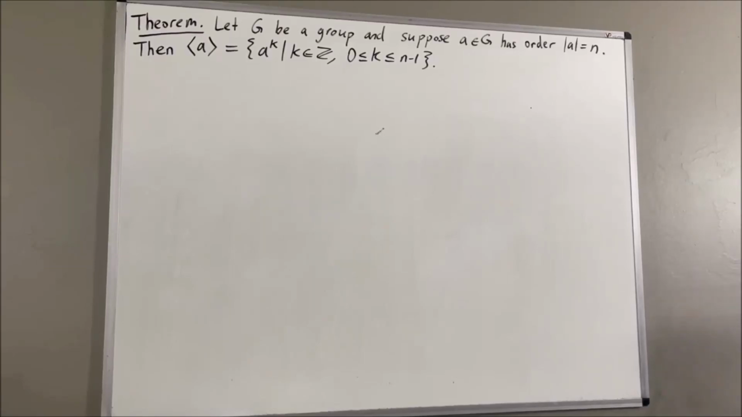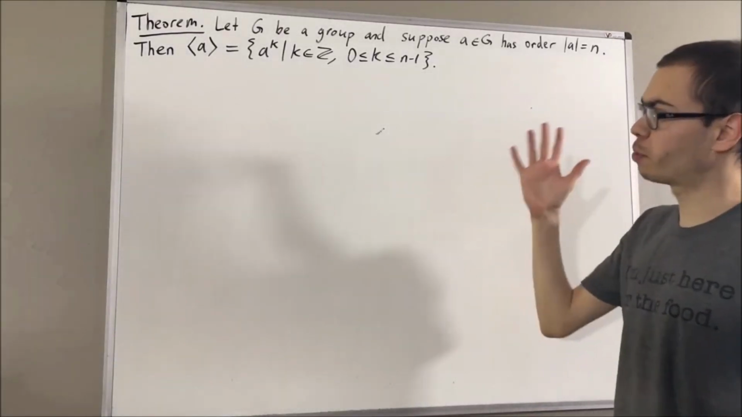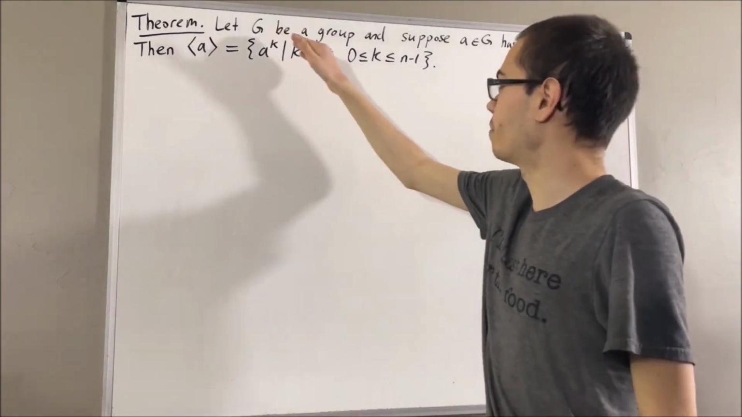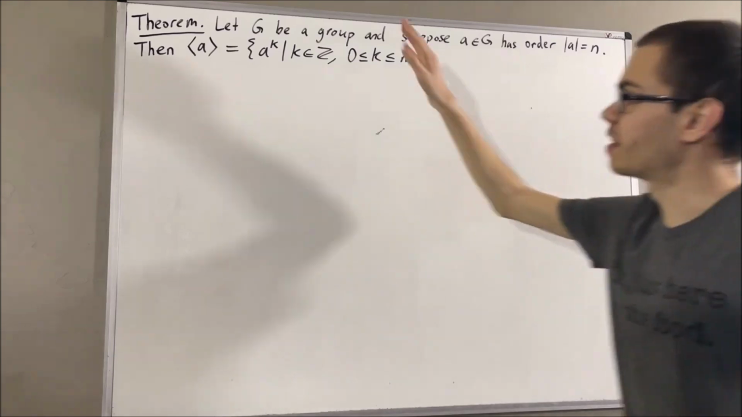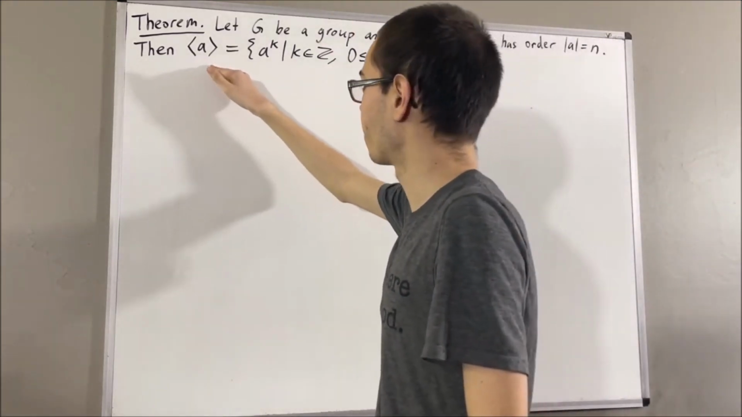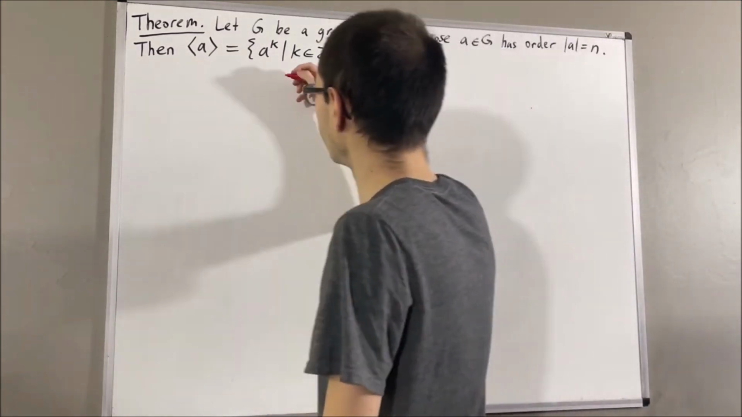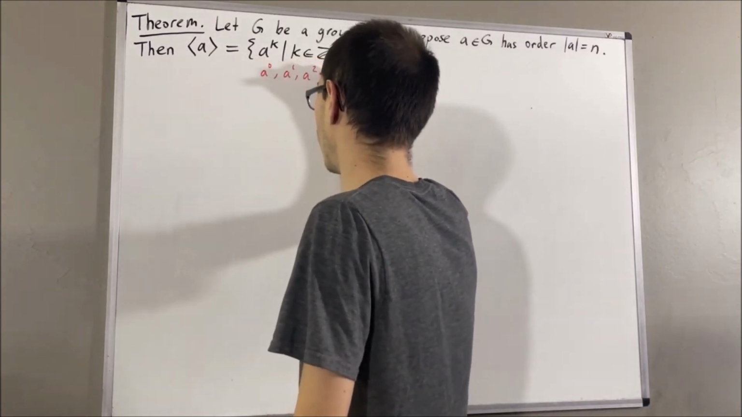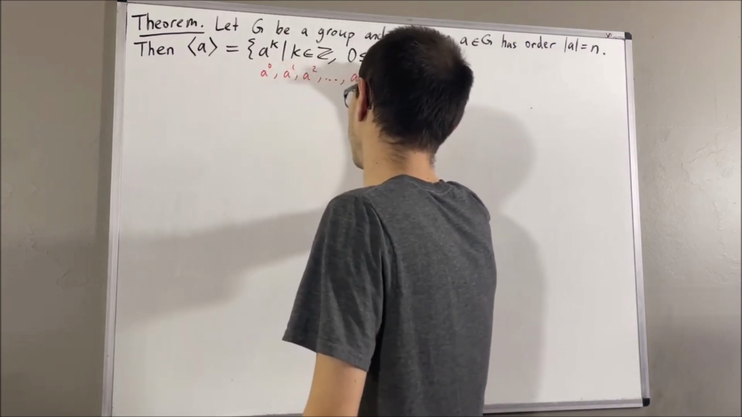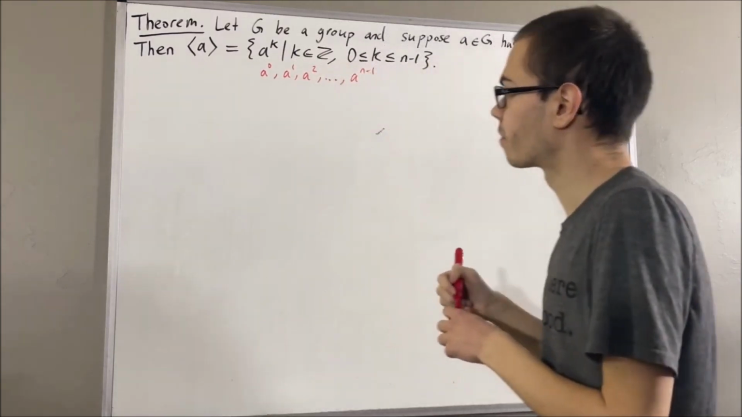Hello! In this video, we are going to prove the following theorem. Let G be a group and suppose a is an element of G with order n. Then the subgroup of G generated by a consists of precisely the elements a^0, a^1, a^2, ..., a^(n-1).